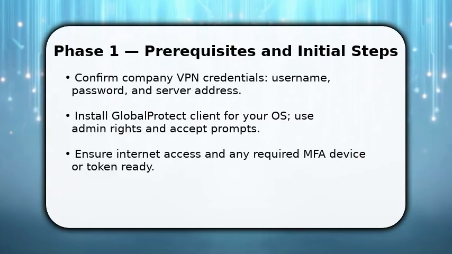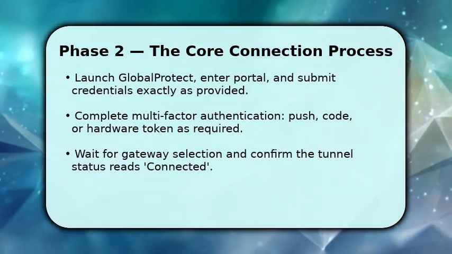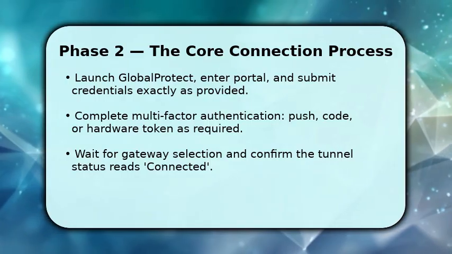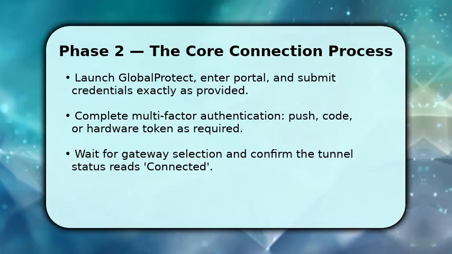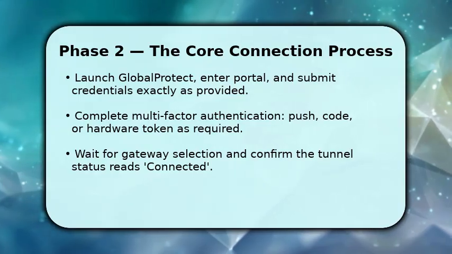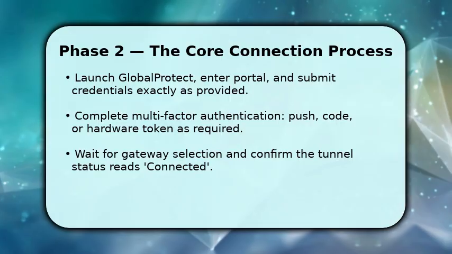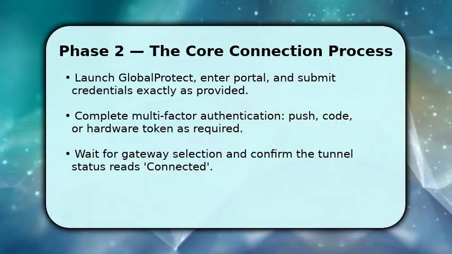You enter your username and password into GlobalProtect, and then trigger the multi-factor step. Use the push or code your admin specified. Once authenticated, the client negotiates with the nearest gateway. Allow a few seconds for certificate checks and profile download. Make sure the client selects the corporate gateway, not a fallback. If prompted, approve any network change requests.